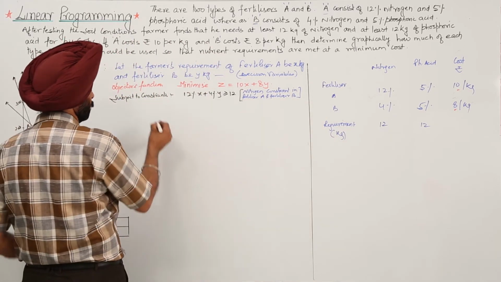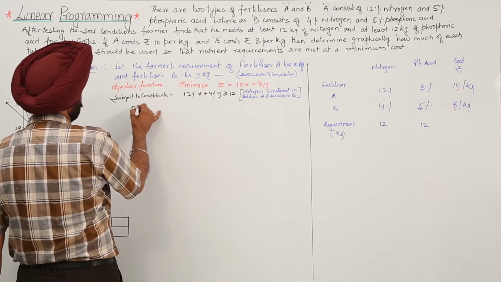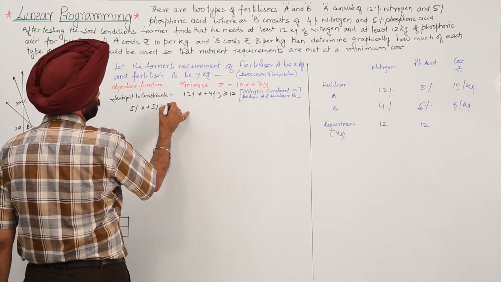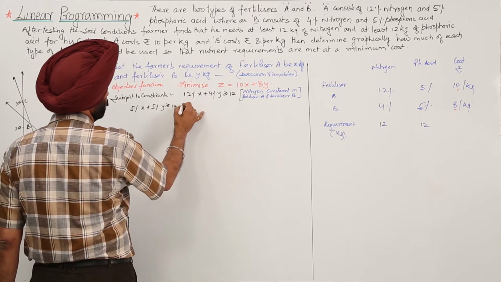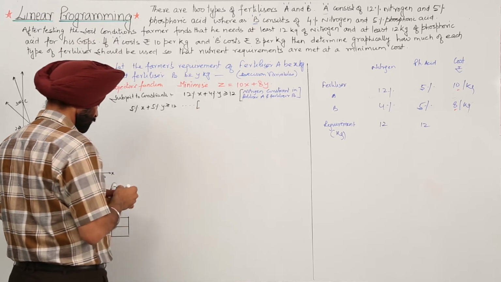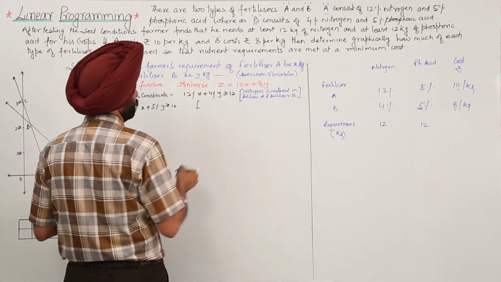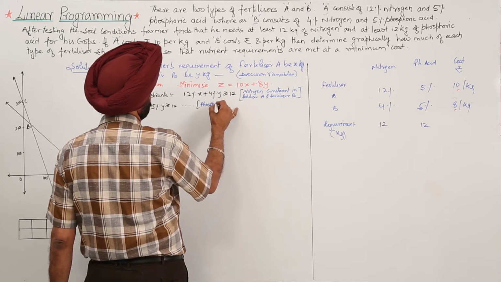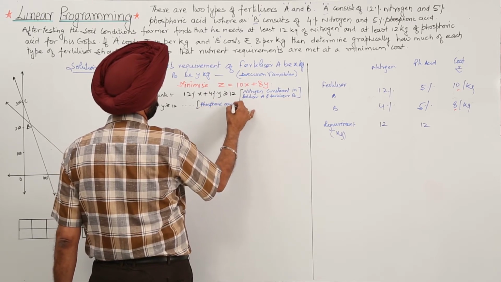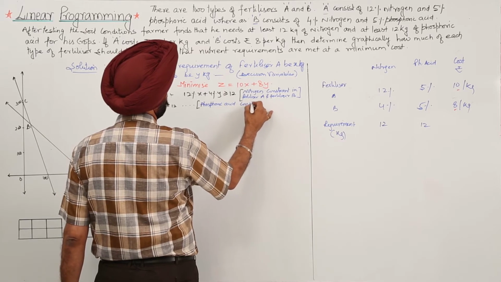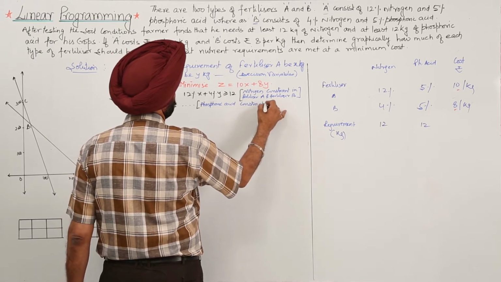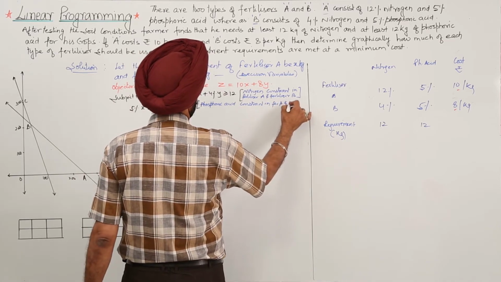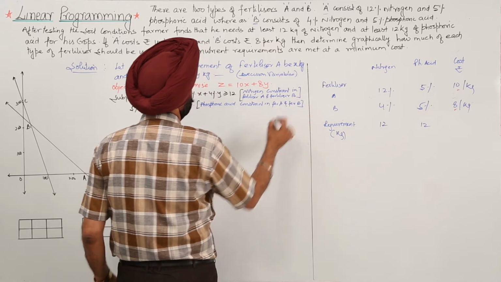Then we are having 5% x plus 5% y is greater than or equal to again 12. Now this is the phosphoric acid constraint in fertilizer A and fertilizer B.